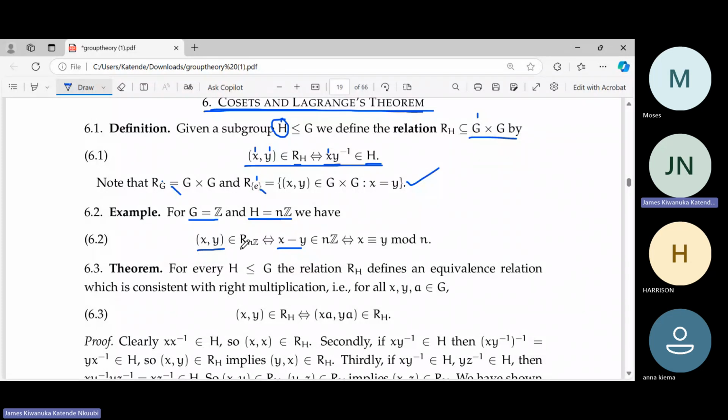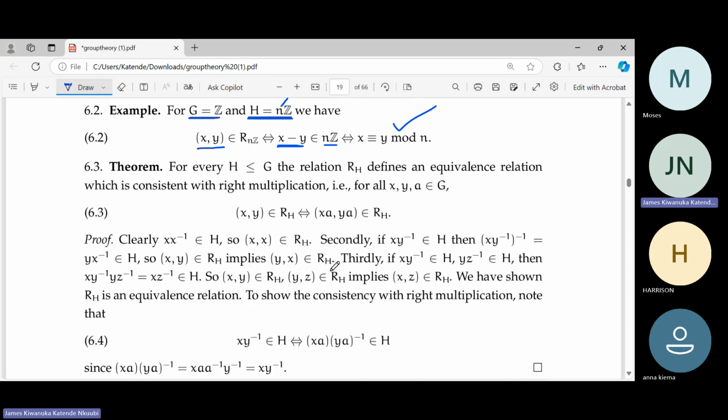So this translates to the following: that X will be related to Y if X is congruent to Y modulo n. In other words, if the difference between X and Y is divisible by n. So that's an example of this kind of relation, but with a concrete group, where the group in this case is the group of integers under addition, and the subgroup is the subset of the integers consisting of the multiples of n. So that shows the example. There's something special about this relation. We shall look at that in a minute.